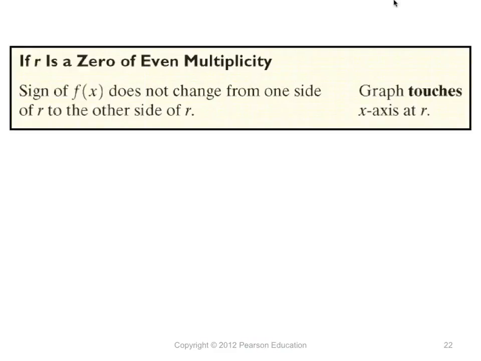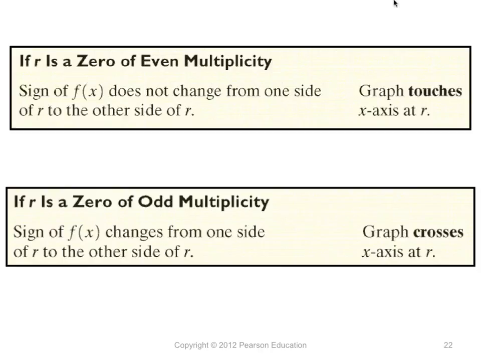Okay, now a couple of things about multiplicity. Right now, all we've done is find multiplicity, but it can actually be helpful when you're graphing. The important thing to note is that if you end up with an even multiplicity, your graph is going to touch. If you end up with an odd multiplicity, your graph is going to cross.